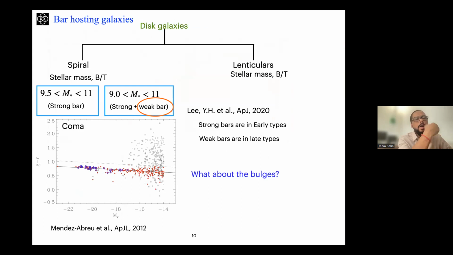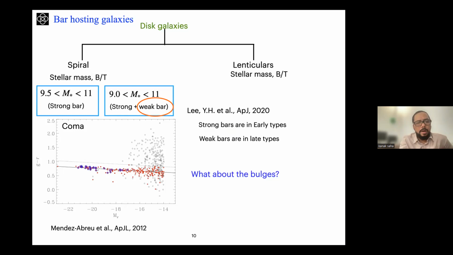Very, very quickly, I will go through what kind of galaxies host the bar. Of course, in these galaxies we have spirals and lenticulars, so there is no surprise. All we have is the stellar mass of the galaxy, which we can measure, and the bulge to total ratio, which is hosted by the center of these galaxies. I picked one simple example of the Coma cluster, in which you can see that the diamonds are the bar hosting, like strong bar hosting.